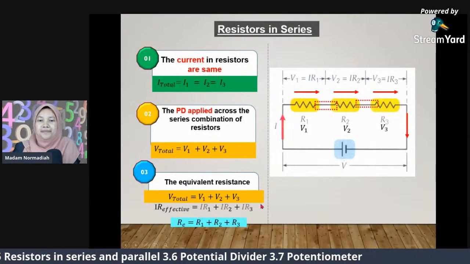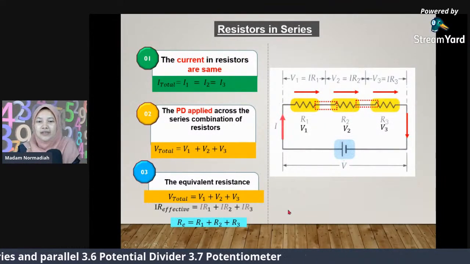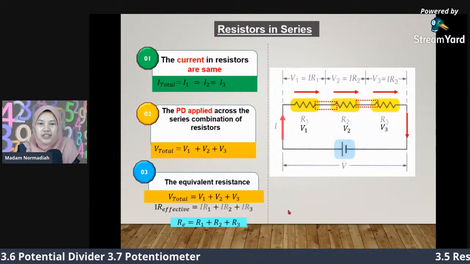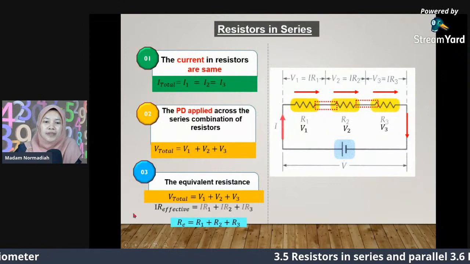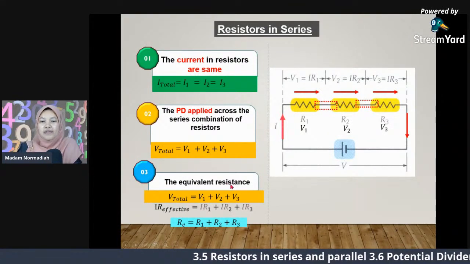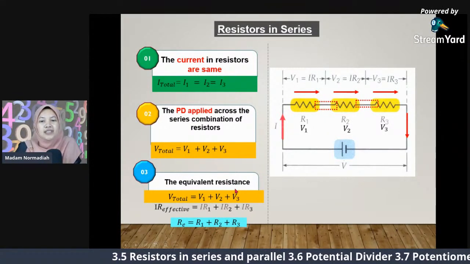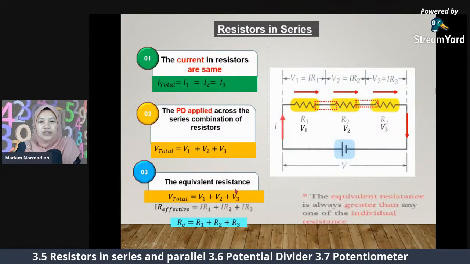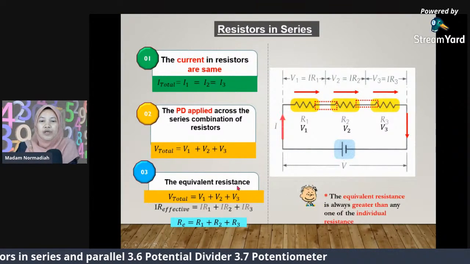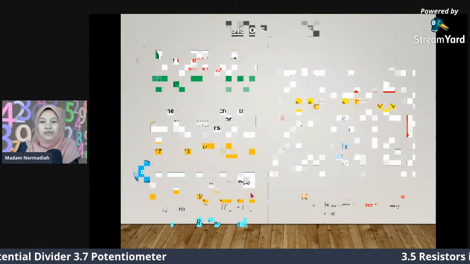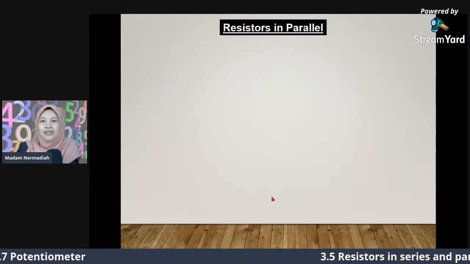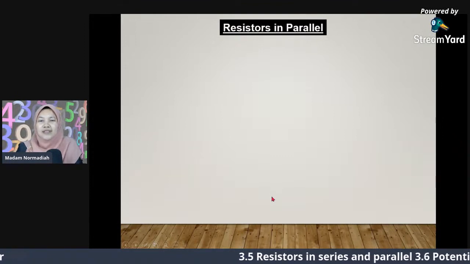Alright, we continue our discussion for this subtopic. We can find the equivalent or effective resistance by using the formula V total is equal to V1 plus V2 plus V3. Okay class, we proceed to another slide.